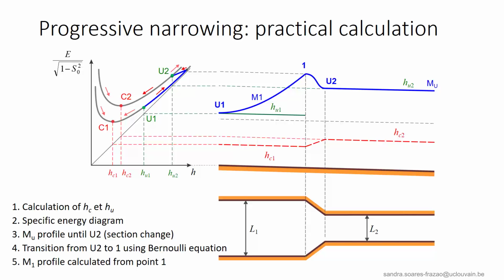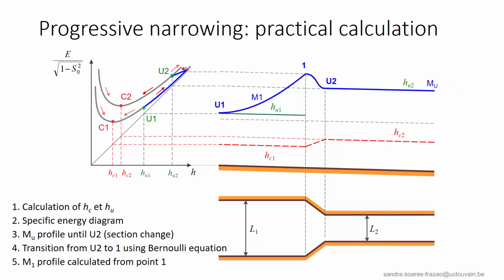For a practical calculation, the different steps are summarized here. First, we calculate the critical and normal depth, and then represent the flow path on a specific energy diagram. These steps are important, as they allow to know the sequence of water profiles before starting any detailed calculation. For the calculation, as we are in a mild slope channel, and we have assumed a uniform flow far away from the change in width, we will start from downstream.